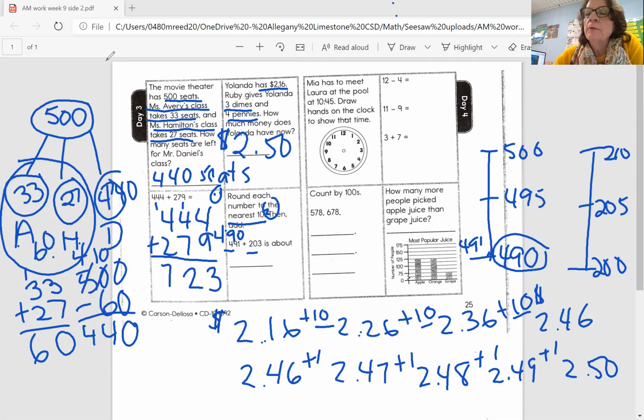And now we've got to plot 203 on there. 203 is going to be somewhere between 200 and 205, probably right around there. It doesn't have to be real accurate. And what is 203 closest to? Well, it's closer to 200. It's also below the midpoint, so we would round that to 200.